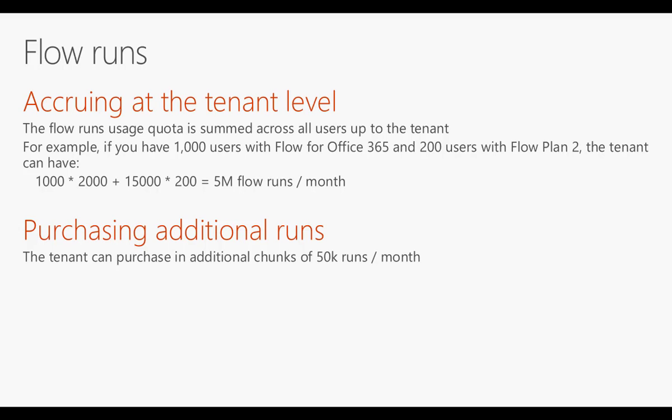And remember, a flow run is from beginning to end. So if you've got something that triggers every second, that's going to be a flow every second. But if you've got something that only runs once a day, or when it's triggered when an email comes in, obviously the flow runs will be much lower. And if you need to, you can go out and purchase additional runs for your tenant, and you can purchase those in chunks of 50,000 runs per month.